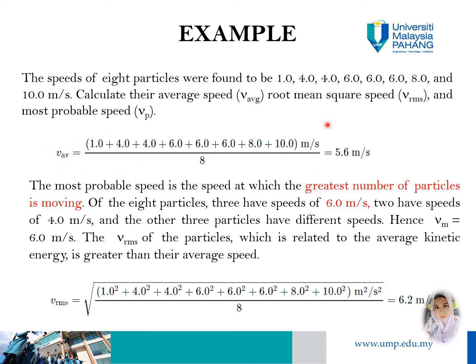From the calculations, the value is equal to 5.6 meters per second. And then the root mean square speed, which is the square root of the average of the squared velocities of the molecules in a gas. From the calculations, the value is equal to 6.2 meters per second. And then finally, the most probable speed, which is the speed that the greatest fraction of molecules will have. From the speeds of X particles, the greatest number of particles is moving at 6 meters per second.